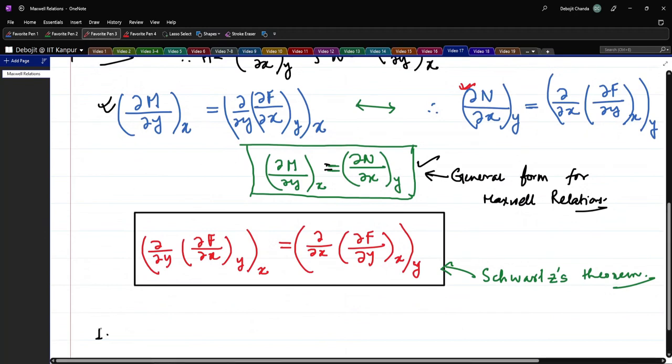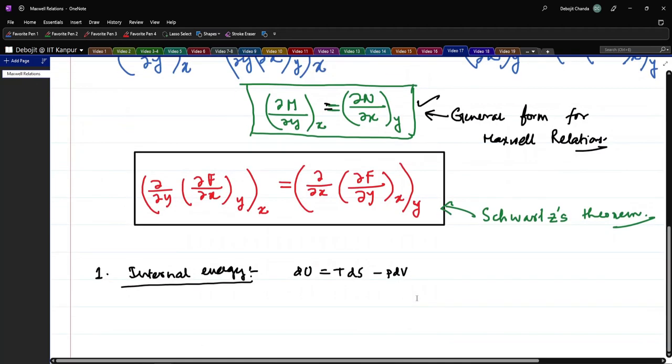So first, we'll use internal energy, and we can easily write it as dU equal to T dS minus P dV. Now we can easily identify that T is given by del U del S at constant volume, and P is given by minus del U del V at constant entropy.